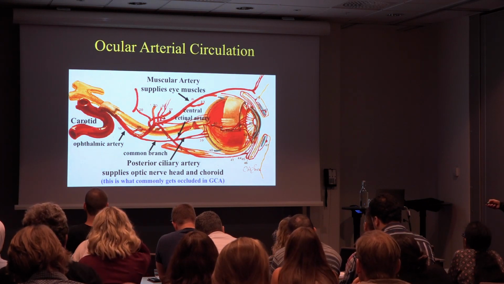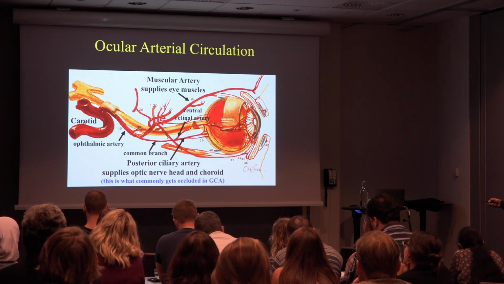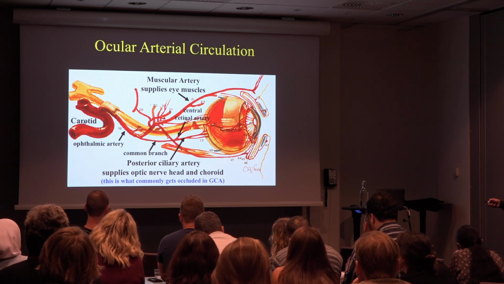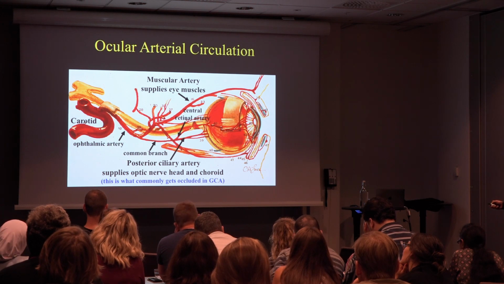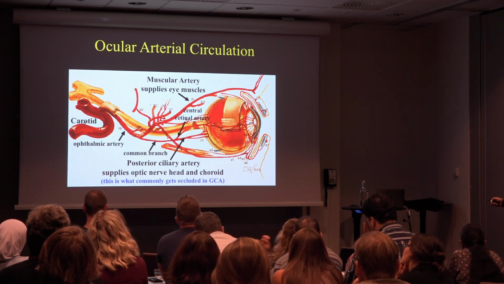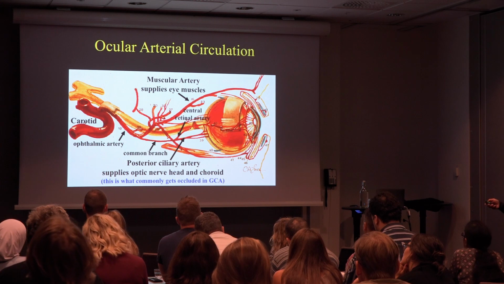Just to review the circulation. Remember, in the cavernous sinus, the ophthalmic artery comes off the carotid right around that location of the optic canal. And that ophthalmic artery often forms what's called a common branch, which gives rise to the central retinal artery and the posterior ciliary artery. Here's a lateral posterior ciliary artery. Here's a medial posterior ciliary artery derived from the ophthalmic. But I'm going to come back to this common branch in just a minute.